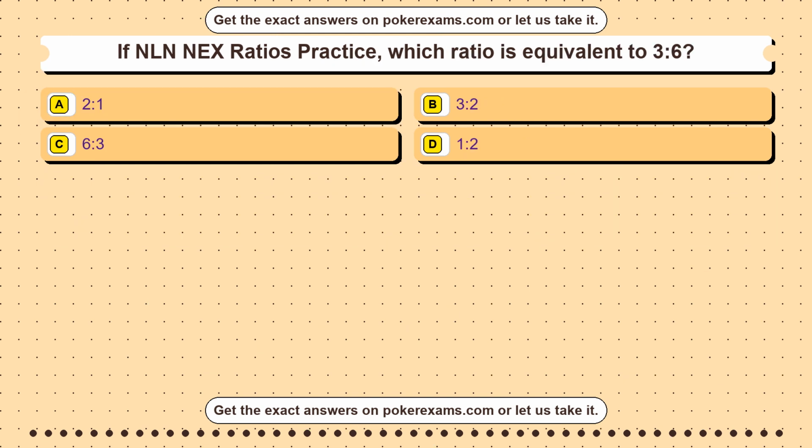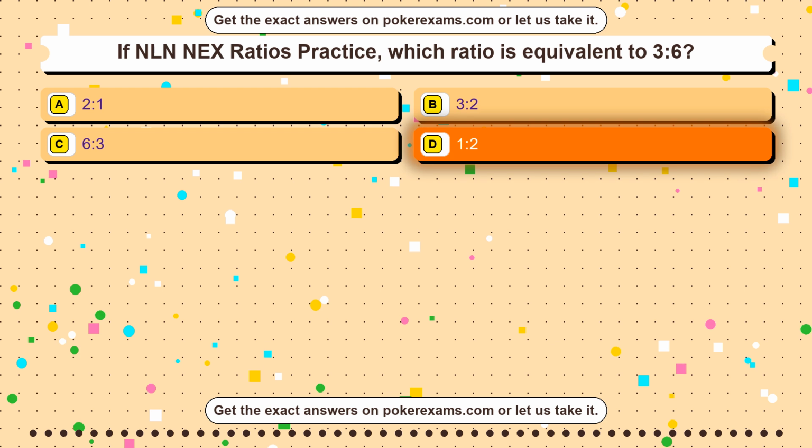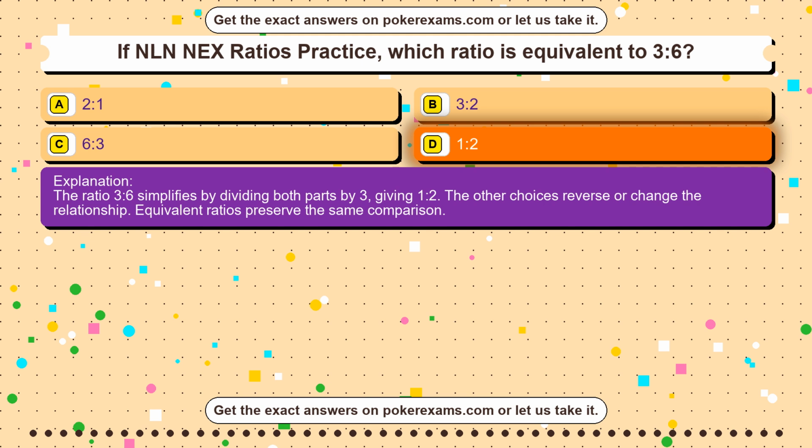Question 10. If NLN NEX Ratios Practice, which ratio is equivalent to 3:6? Option A, 2:1. Option B, 3:2. Option C, 6:3. Option D, 1:2. The correct answer is option D, 1:2. The ratio 3:6 simplifies by dividing both parts by 3, giving 1:2. The other choices reverse or change the relationship. Equivalent ratios preserve the same comparison.